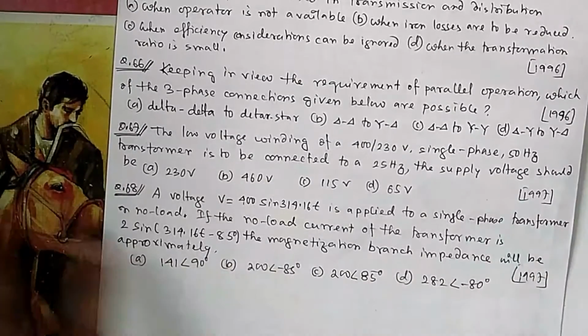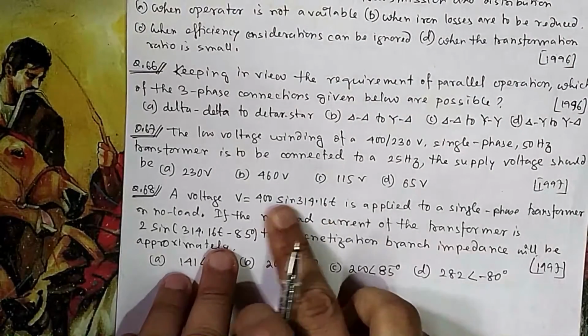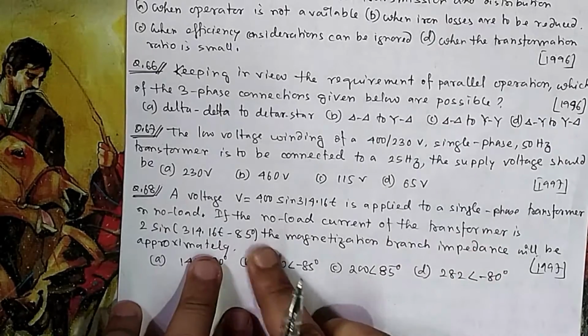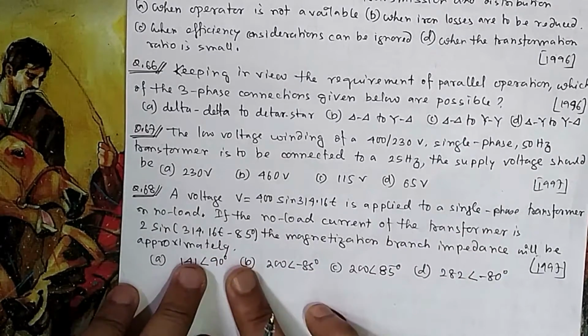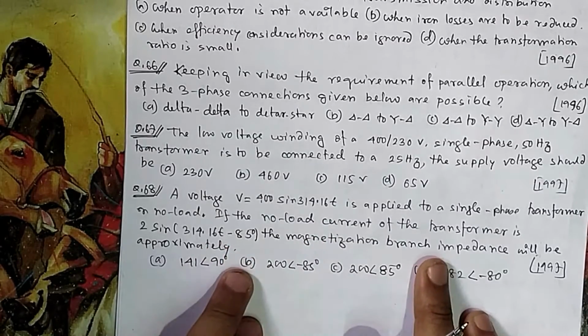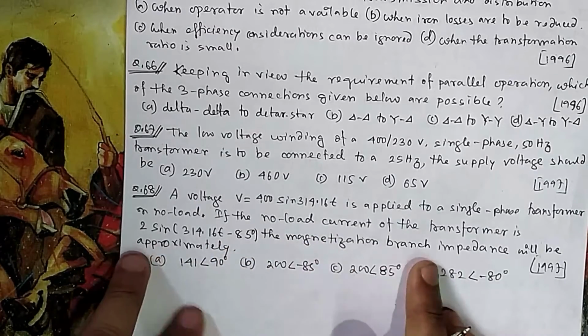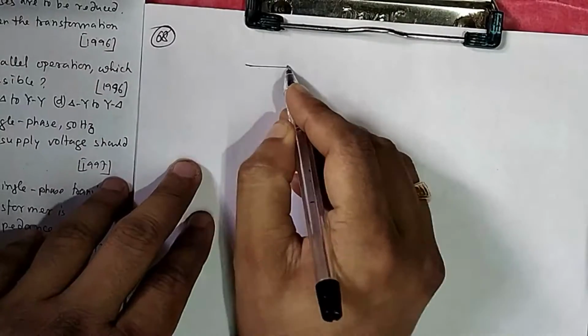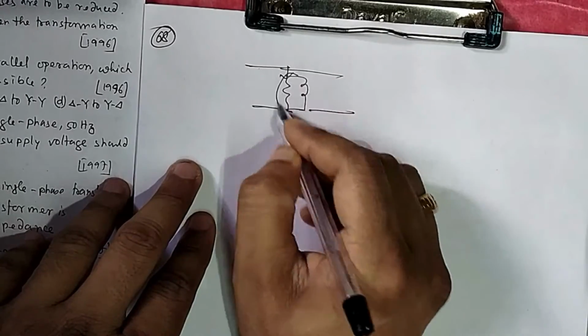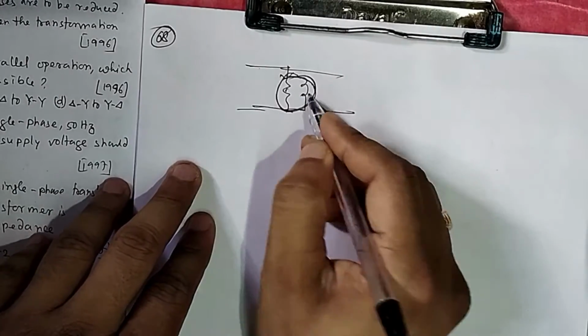Now if you come to question number 68, a voltage V is applied to a single phase transformer on no load. If the no load current of the transformer is this much, then the magnetization branch impedance will be what? So what is the no load current? No load current is required for the magnetization branch only. This is your equivalent drawing of the transformer. So this is your magnetization branch, and this branch is for core loss.